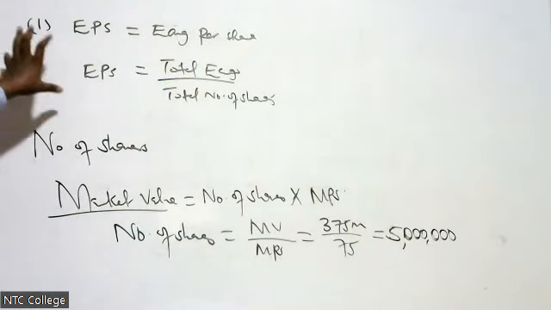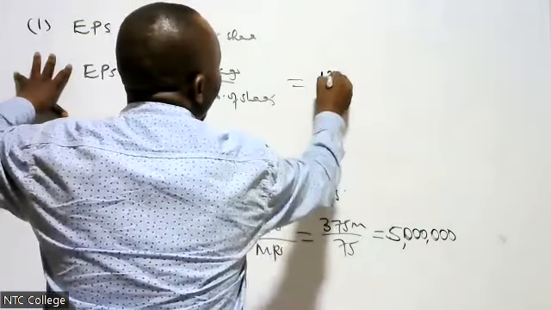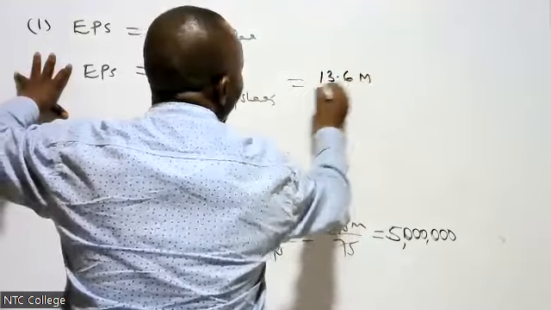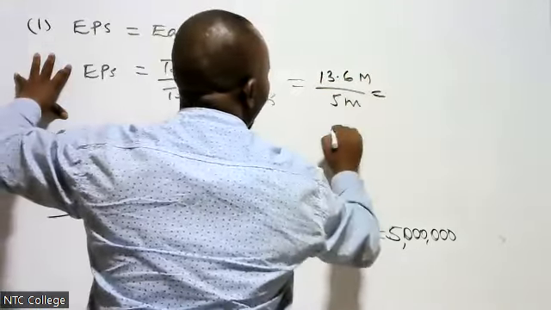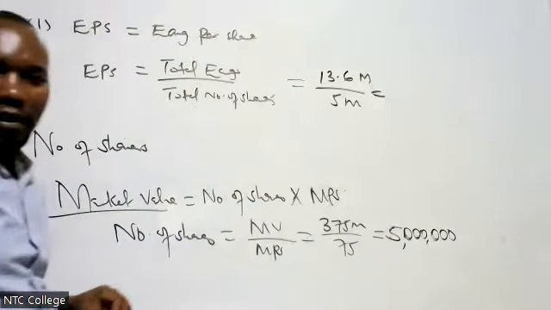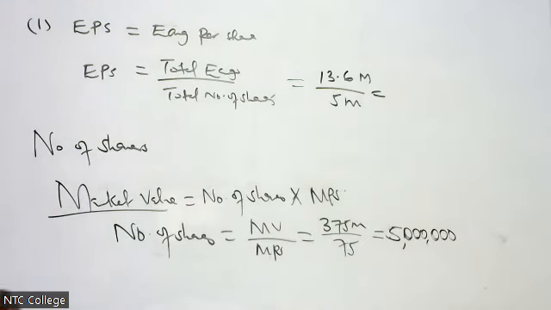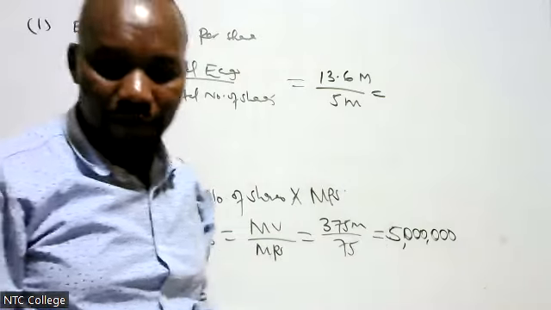Now we can come here and say that our total earnings, we have 13.6 million, all over number of shares now, which is 5 million, and we are going to get there. What is it? Is it 2 point something? Can somebody calculate with that? What are we getting? 13.6 divided by 5.